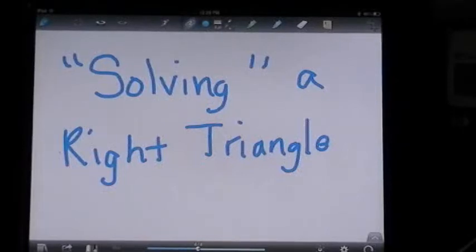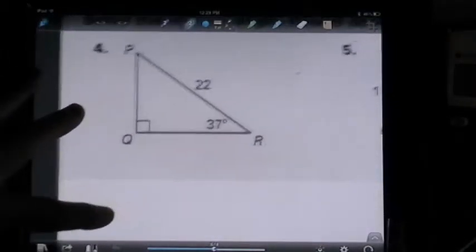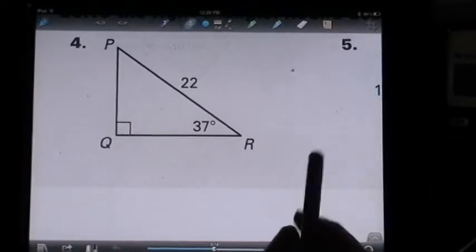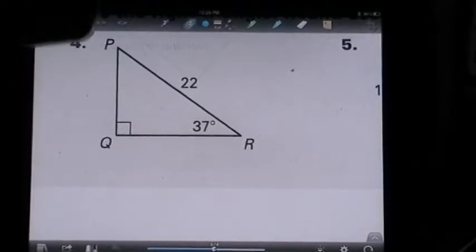Solving a right triangle just means find all of the sides and angles that are missing. And you can use anything you want to do that, except for a protractor. Okay, so we look at number 4. The easiest way for us to find P is to subtract 37 from 90.